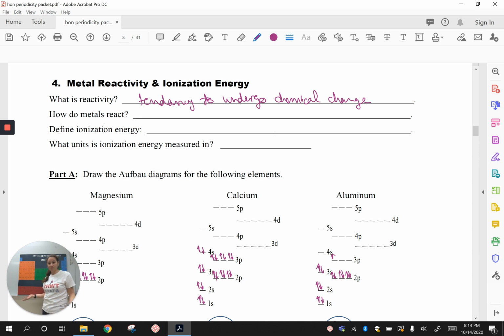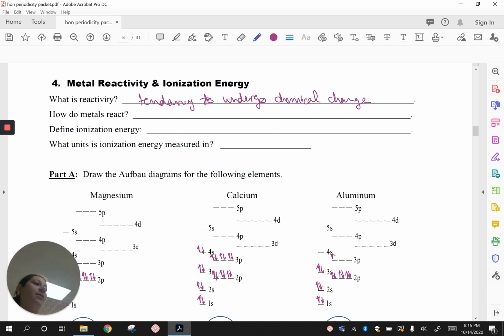Well, which one's easier, do you think? Losing just 1. Same thing with group 2. They have 2 valence electrons. Easier to lose 2 than it is to gain 6. And so metals, because they only have typically 1 or 2 valence electrons, very, very few valence electrons, tend to lose valence electrons, give away their valence electrons to achieve a noble gas configuration. And so that's how metals react. They react by losing electrons.